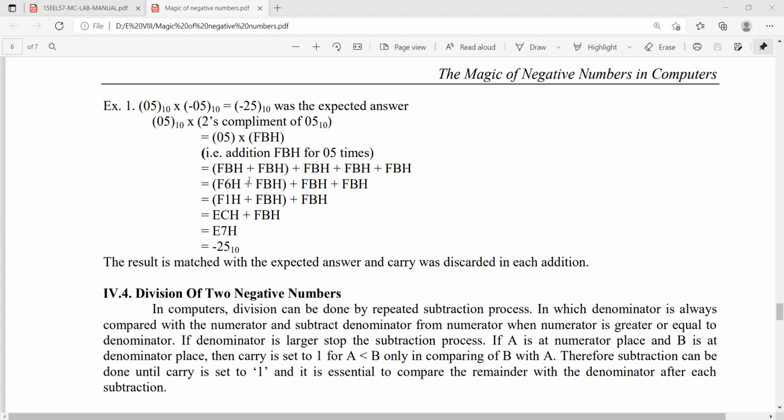So these two first you can add, that is F6. Again this data F6 and this you can add, and you will get F1. This F1 and this FB you can add, you will get EC. This and the final data you can add. So that is E7. To get the equivalent negative number of E7, again you can find out the 2's complement.